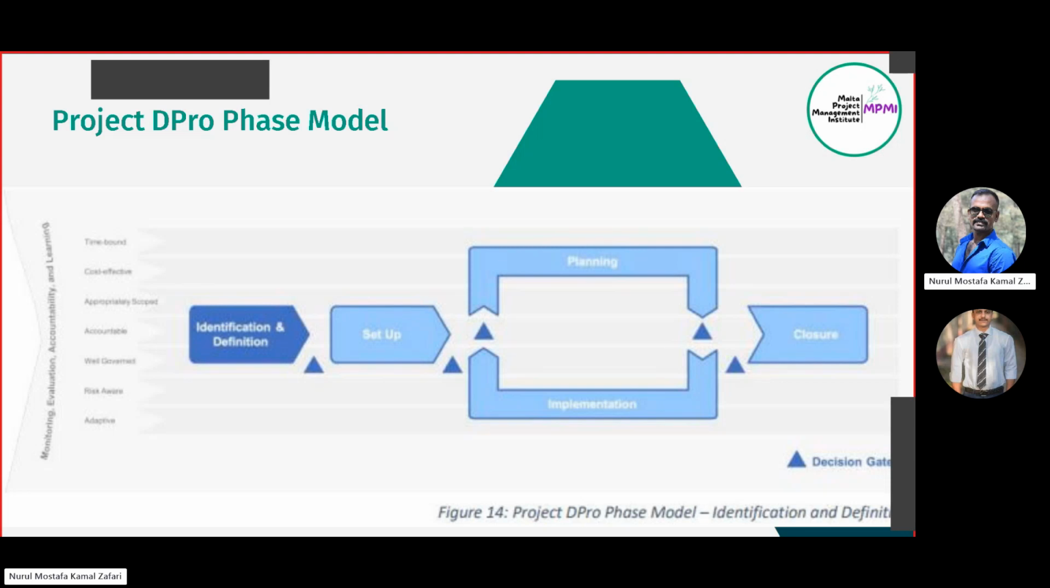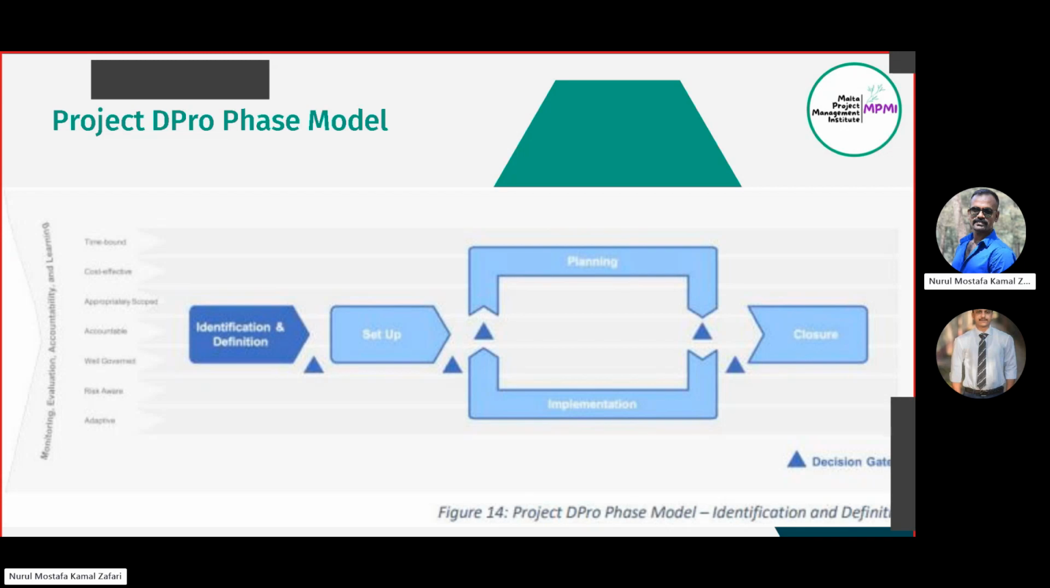And from each phase to the next phase, you will see a triangle, which is called a decision gate. Now, what is the role of the decision gate in the project DPRO phase model? The decision gate is where you can get a yes or no from the higher authorities after each phase, so that you can stop in each phase, and if you get a green signal, you can move to the next phase. Let me give an example.